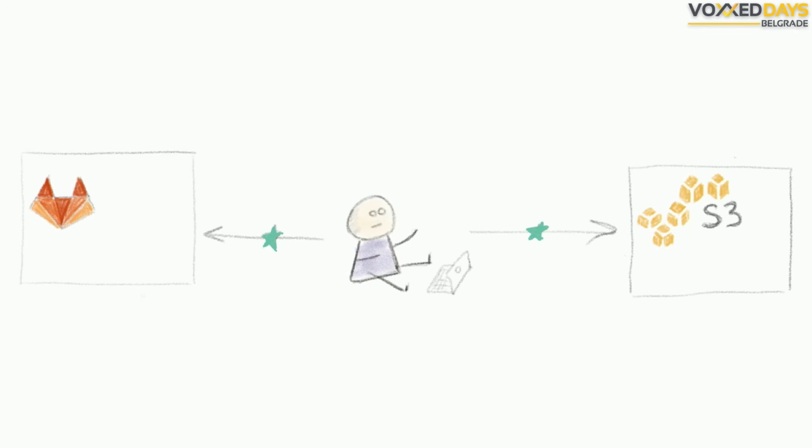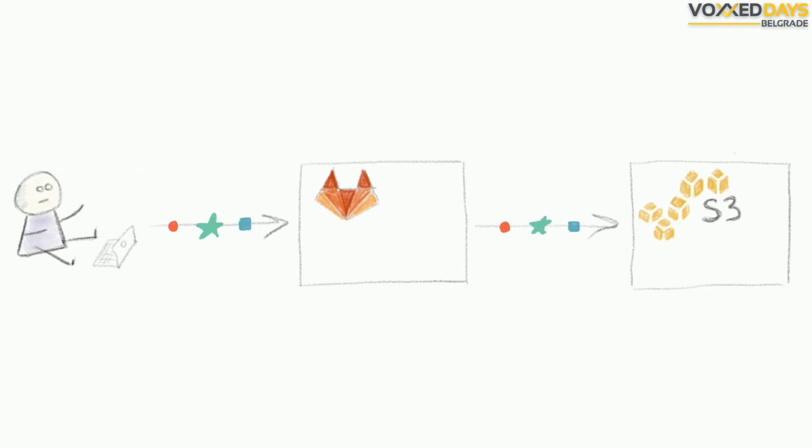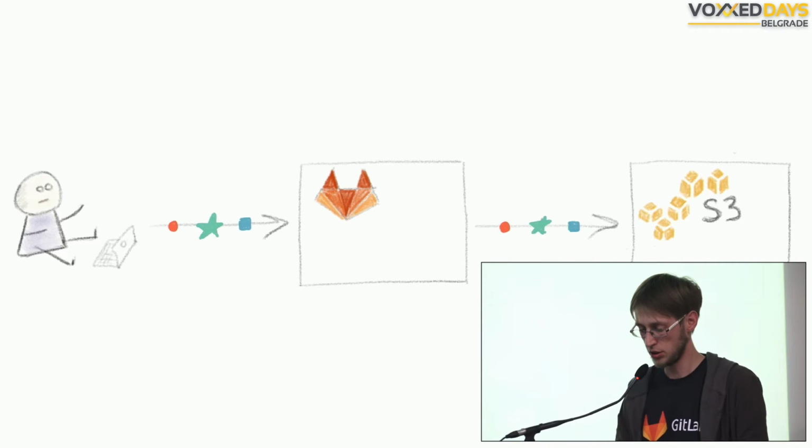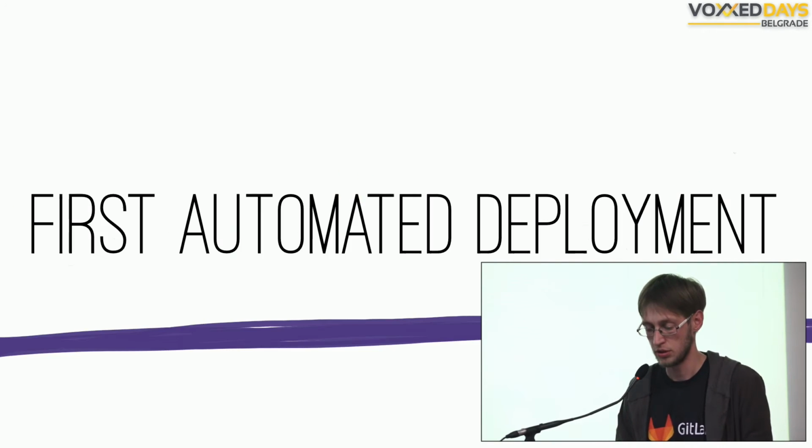So at the beginning, the situation looks like this. There's you, there is a GitLab project, and there is an S3 bucket. And there are two separate operations: you push your code to GitLab and you deploy your code to S3. But we want the situation to look like this. We want to push our code to GitLab and it will somehow deliver the code to the S3 bucket. So we are talking about automated deployment.